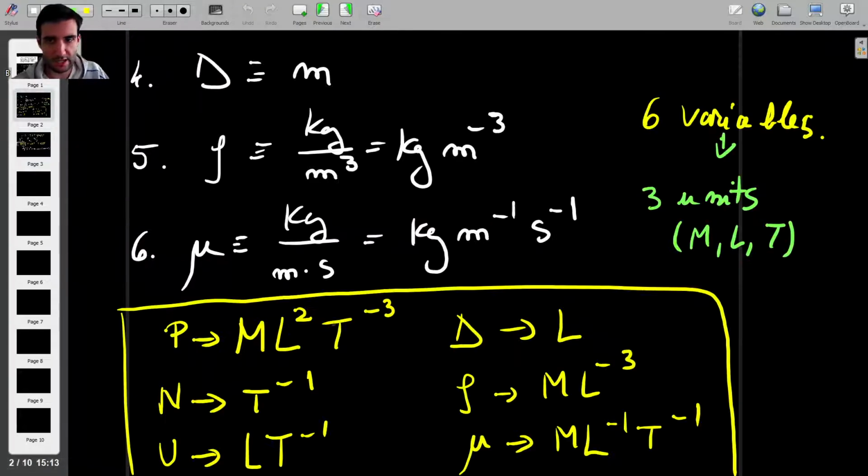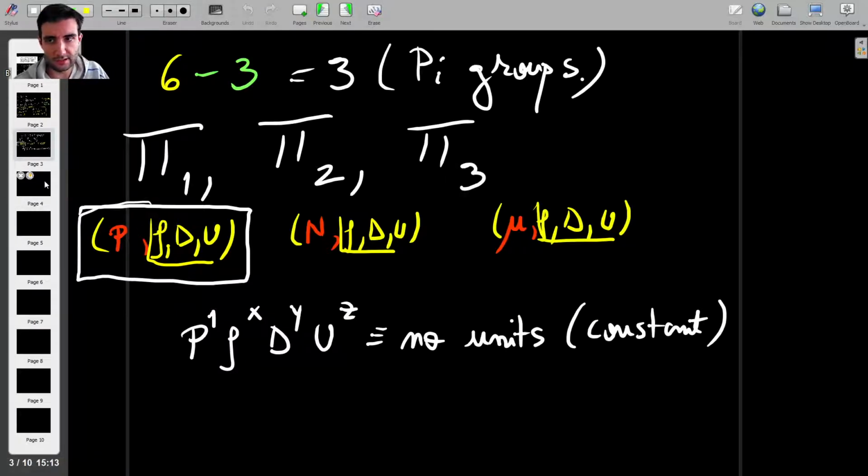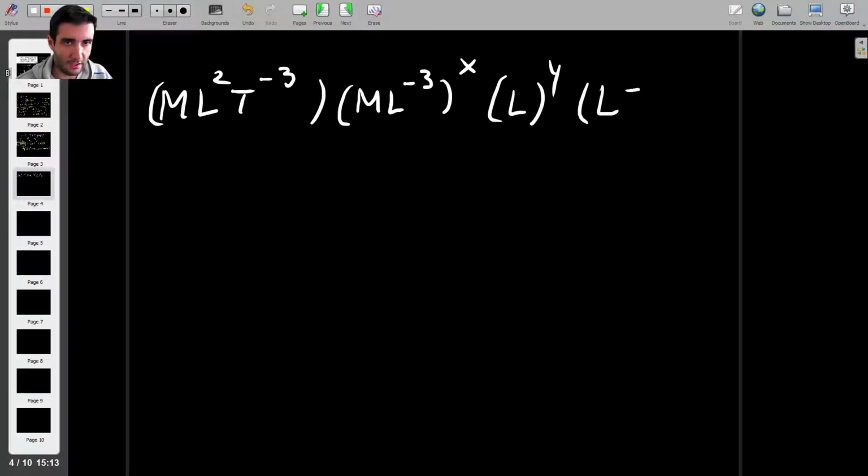So for power, we have M L squared T to the minus 3. Then we have rho to the power x. So rho was M L to the minus 3, and this is raised to the power x. And then we have diameter d, so that's L to the power y. And then we have u, so that's L T to the minus 1 to the power z. And whatever comes out should have no units. So this is going to be, let's say, M to the 0, L to the 0, T to the 0. That's what you always do.